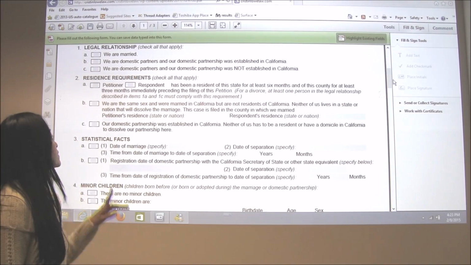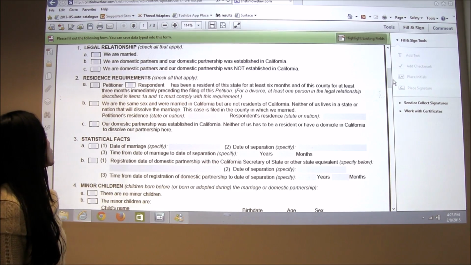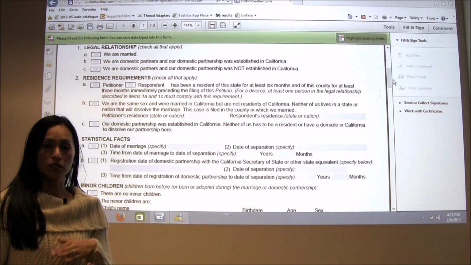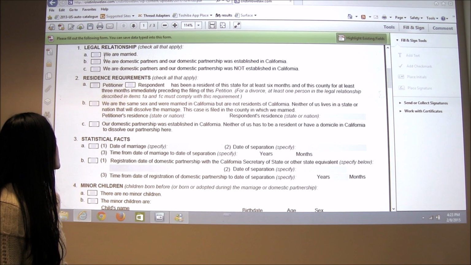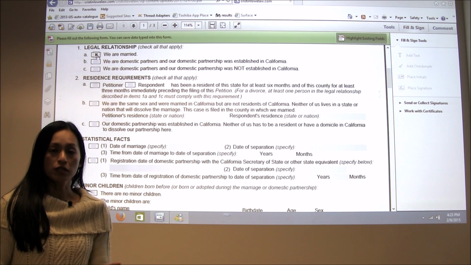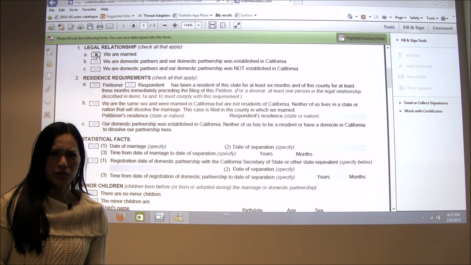All right, so we have now scrolled down. We're on number 1, legal relationship. And in this case, because it's a divorce, we are married. So you're going to check the box 1A. Now in California, we have what's called a no-fault state. So it doesn't matter the reason why you're getting a divorce.